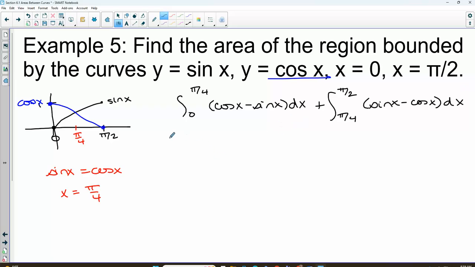So now we integrate. The antiderivative of cosine is sine, minus, what's the antiderivative of sine? So that would make a plus. So sine x plus cosine x. Okay, over here the antiderivative of sine is negative cosine x, minus the antiderivative of cosine, sine.